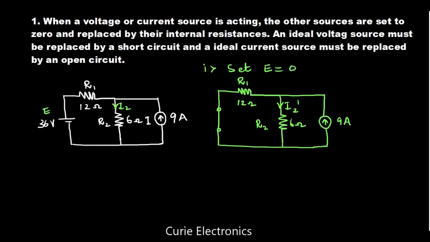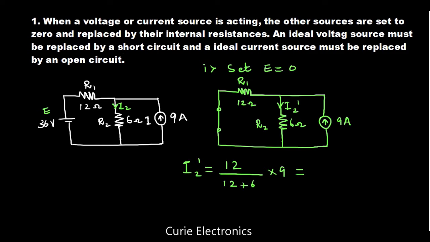If you observe this circuit, this is a current divider. We can use the current division rule here to find the current flowing through this 6 ohm resistor. So I2 dash equals, opposite resistance, that is the current divider rule I am applying. That means if you want to find the current through the 6 ohm resistor, you write the value of the opposite branch resistor in the numerator, that is 12, over the sum of the two resistors, 12 plus 6, multiplied by the total current applied, that is 9.